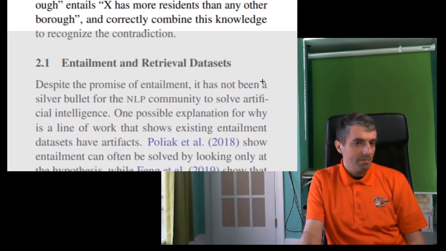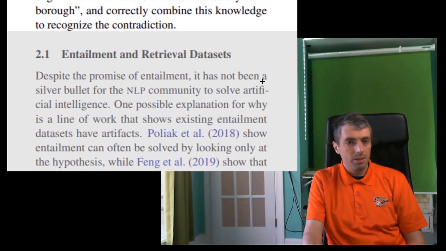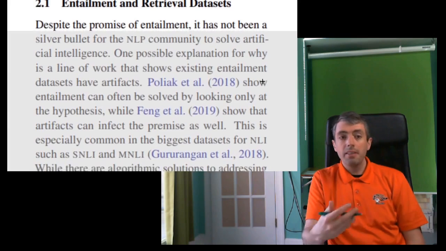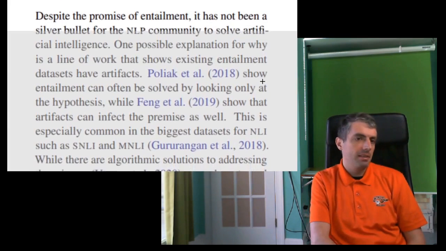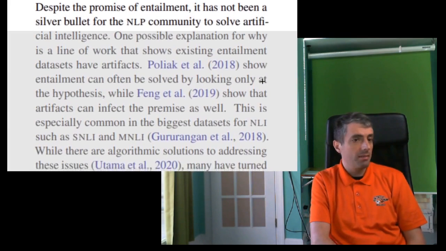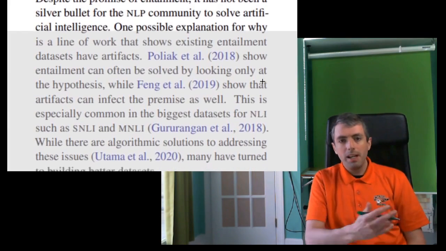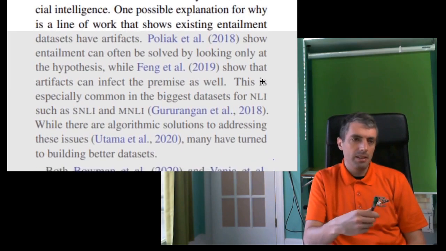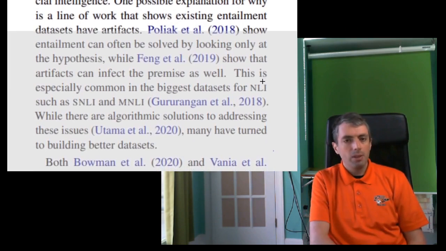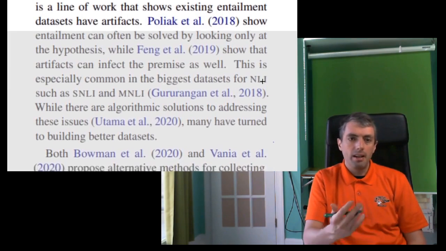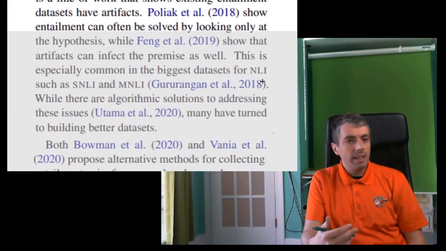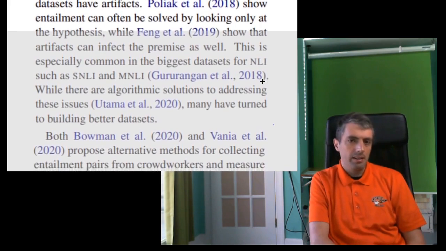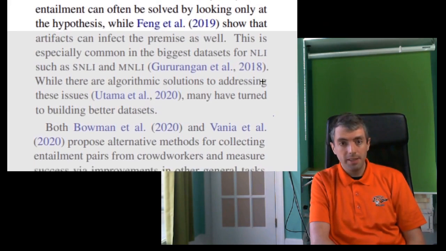Section 2.1, Entailment and Retrieval Datasets. Despite the promise of entailment, it has not been a silver bullet for the NLP community to solve artificial intelligence. One possible explanation for why is a line of work that shows existing entailment datasets have artifacts. Polyak et al. show entailment can often be solved by looking only at the hypothesis, while Gururangan et al. show that artifacts can infect the premise as well.